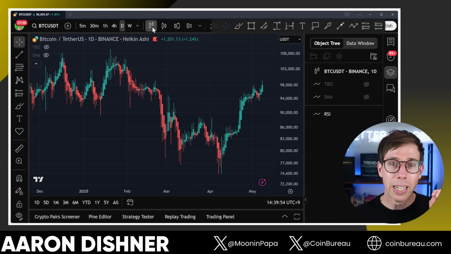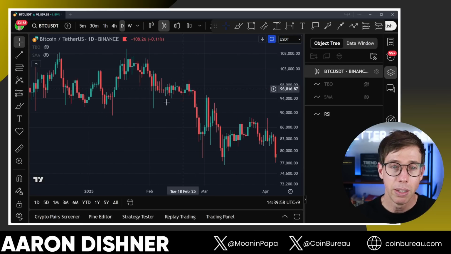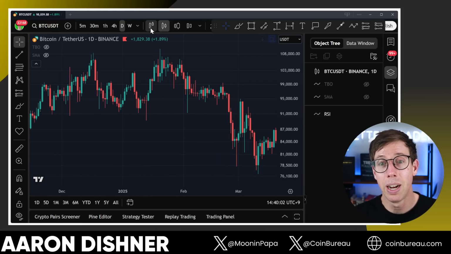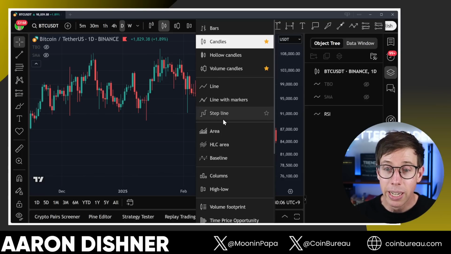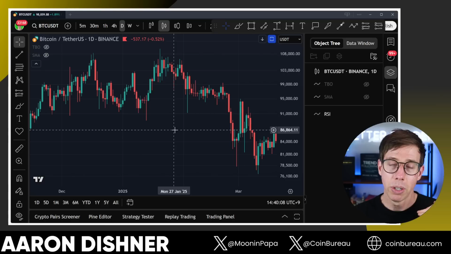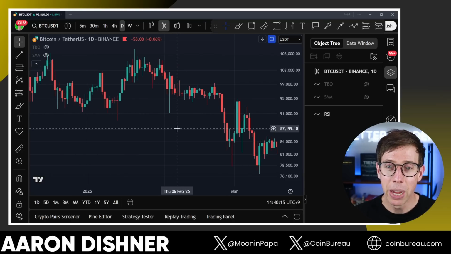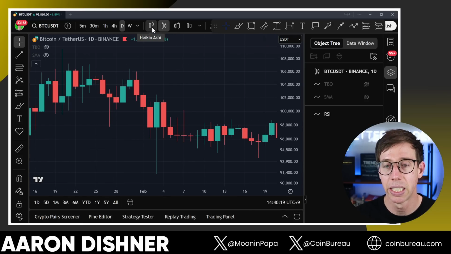The standard candle setting that we use on TradingView is by default the best one. The reason why it starts off with this one and not Heikin Ashi, not volume candles, not a line, not area, all this stuff, is because traditional Japanese candlesticks are amazing. They do 4 things really well. And we have to talk about these 4 things first before we can start talking about Heikin Ashi.